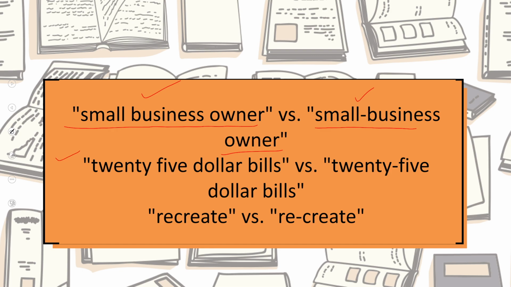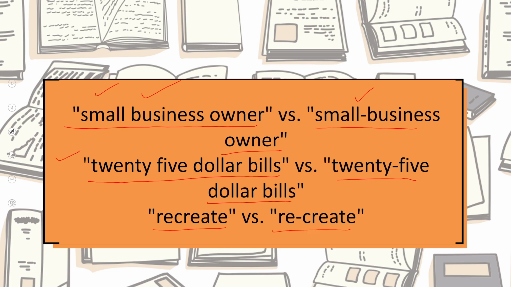Next example is twenty $5 bills versus $25 bills. Recreate versus re-create. Now, they almost look the same, identical, but the hyphen will change the meaning. For the first example, students, small business owner. Now, it means that the business owner is small, maybe in height, maybe in his influence, or maybe the scale of the business, right?